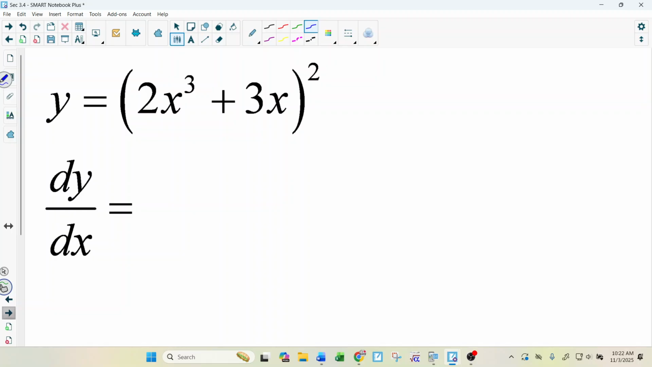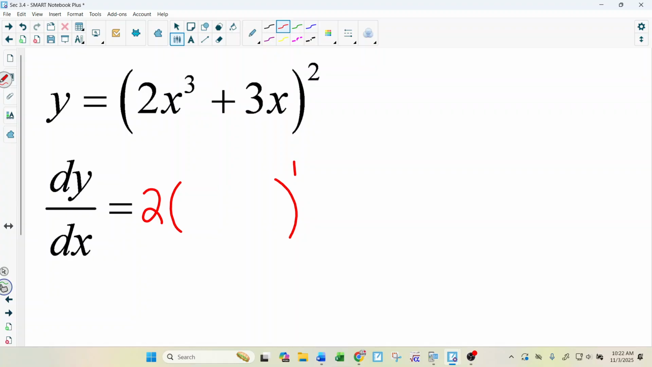Find the derivative of (2x cubed plus 3x) quantity squared. So the first thing you want to think about is what's the outside part? x squared. So think, okay, x squared. How do we find the derivative of x squared? Bring down the 2, subtract 1, and end up with just x, right? So we'll do the same thing here. We bring down the 2, subtract 1 from our exponent.